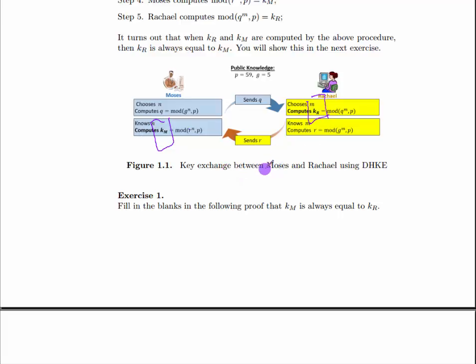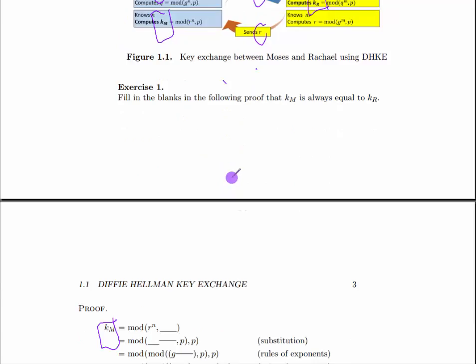So I should say that this whole procedure depends on the fact that even though someone knows Q, P, and G, it's difficult for them to find N. And even though someone may know R, P, and G, it's difficult for them to compute M. Because once someone computes M and N, then the game's up. The whole scheme works on the supposition that N and M are difficult to compute. And we'll see how that works out later on.